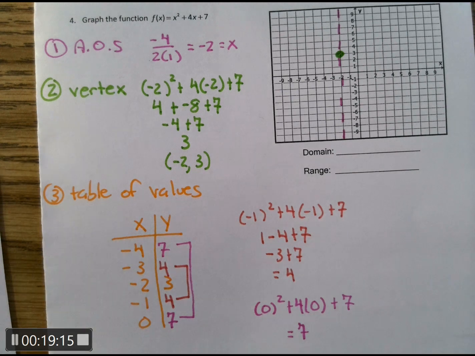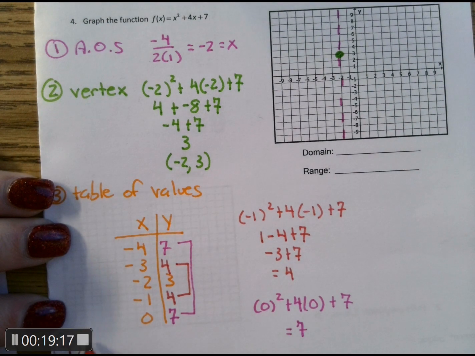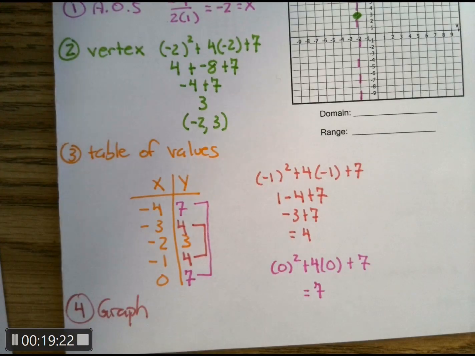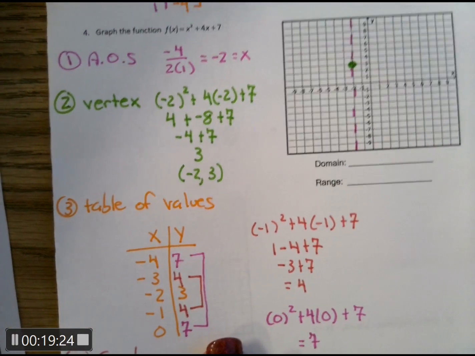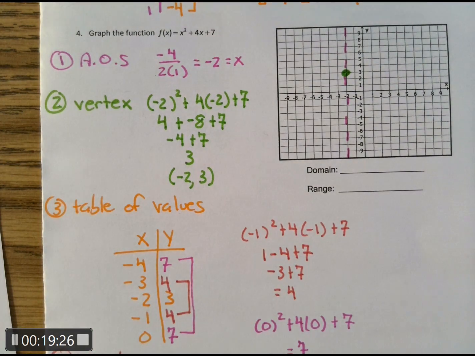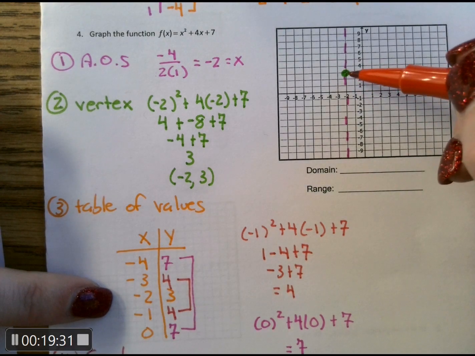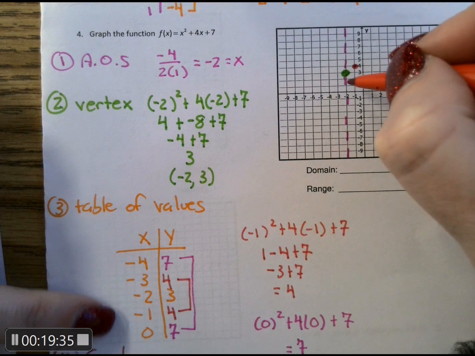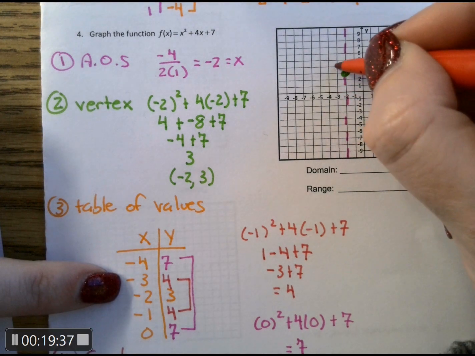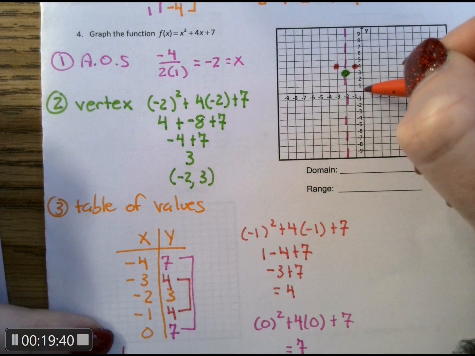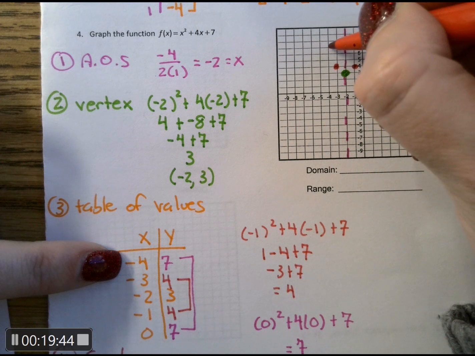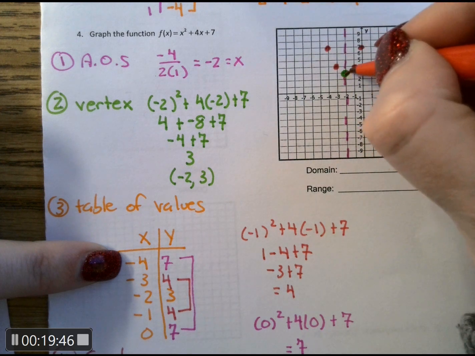And then step 4. Graph. Alright, so we're just going to graph those points. So we already have -2, 3. So -1, 4. Which means that -3, 4. 0, 7, -4, 7. And connect your dots.